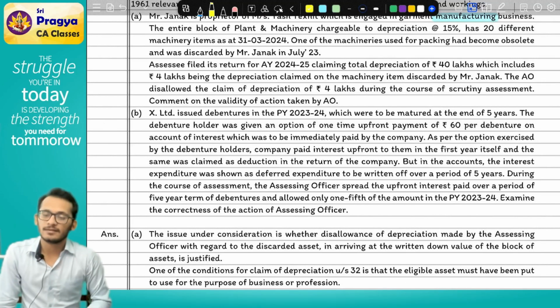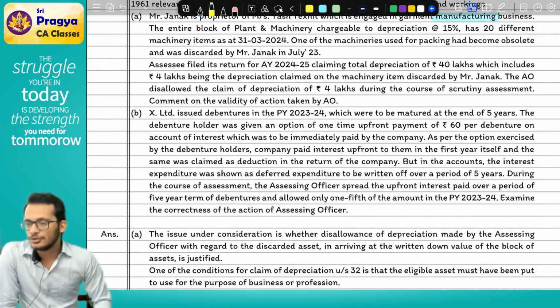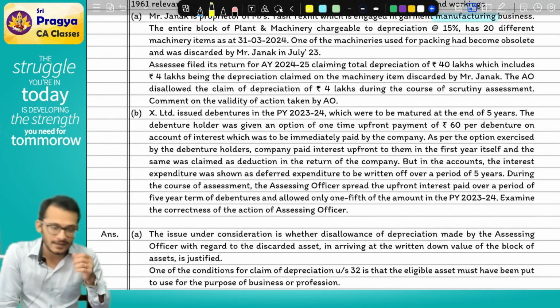The question is asking that, Rahul, in accounts you decided to spread it over 5 years. In income tax also, should you follow the same logic, or are you permitted to claim the whole in the first year itself? What do you think is the right answer?